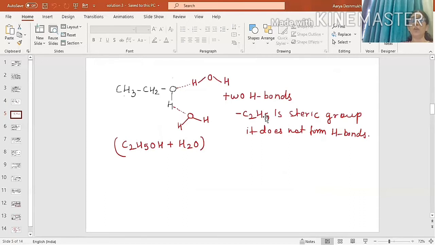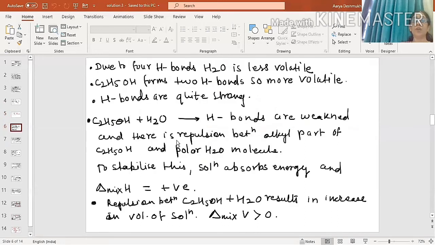And this ethyl group here, which is a steric group, does not form hydrogen bonds. So due to the presence of this steric group, there is a decrease in the interaction. On mixing the 2 solvents together, now we can call it a solution. This decreases the interaction between the ethanol and the water molecules, and that increases the total vapor pressure of the solution, isn't it? If there is weak interaction, the molecules will vaporize more readily, so that increases the vapor pressure of the solution. That is nothing but the positive deviation from Raoult's law.